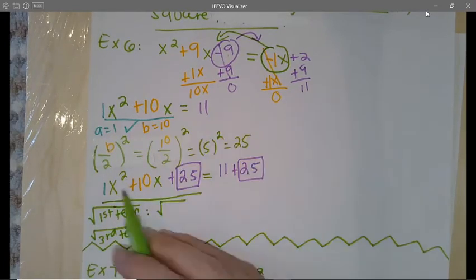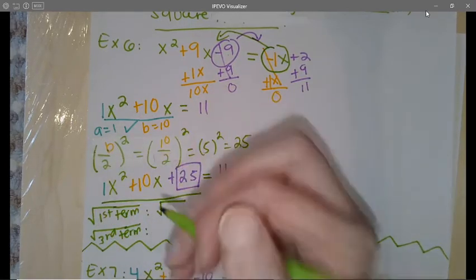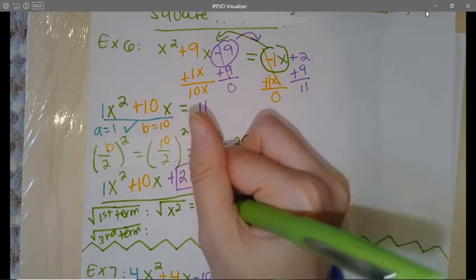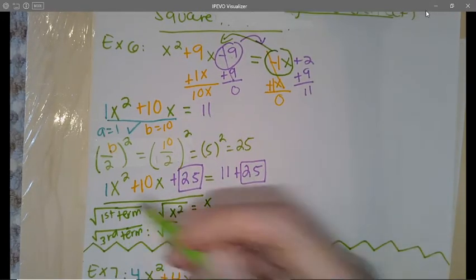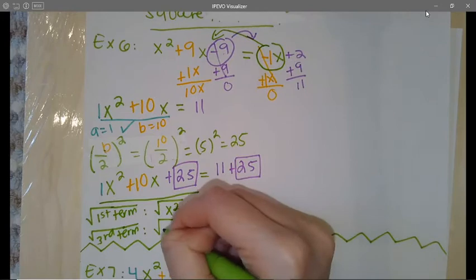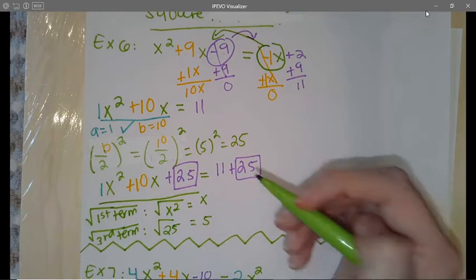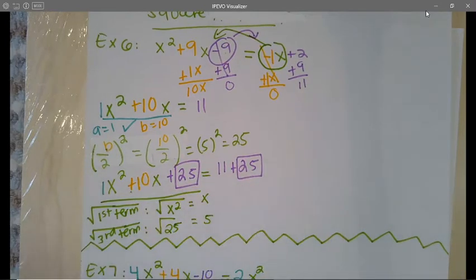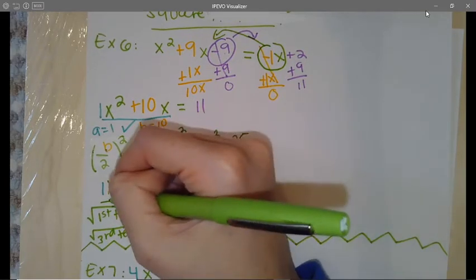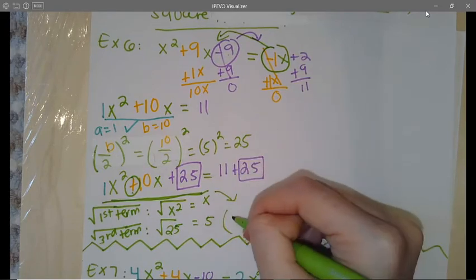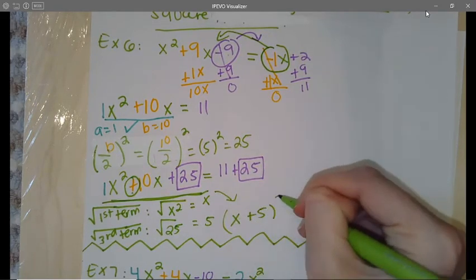Okay, so my first term is 1x squared, or just x squared, which the square root of x squared is x. The square root of my third term, well, that's 25, and the square root of 25 is 5. And then don't forget we're going to take the sign of the middle term, which, my second term, is a positive. So I can rewrite this side like so. I can rewrite it as (x plus 5) quantity squared.